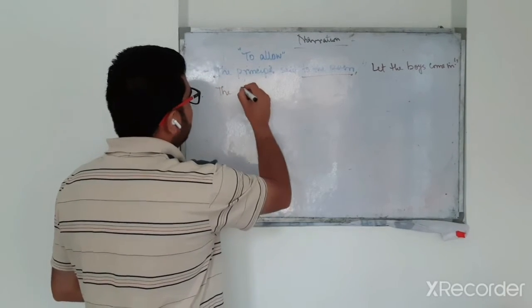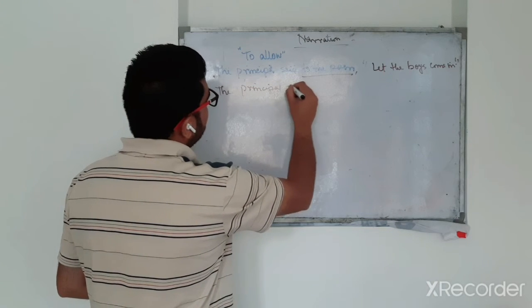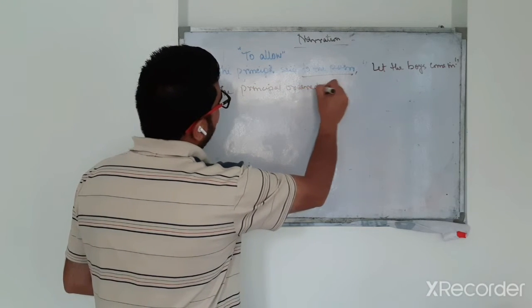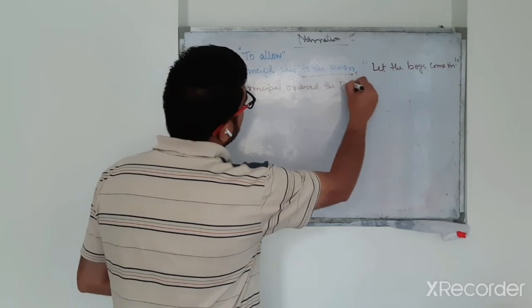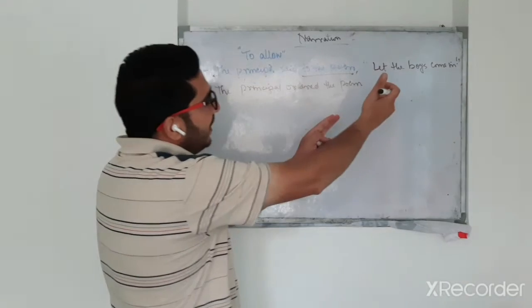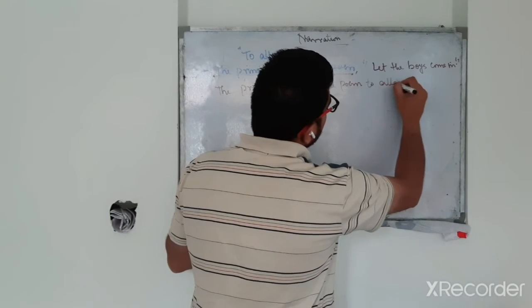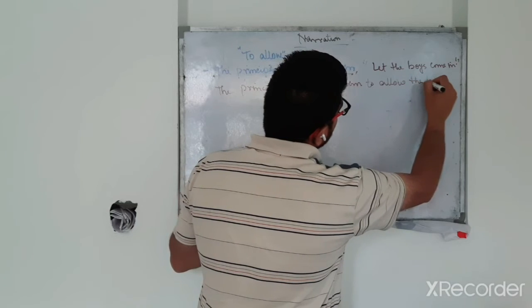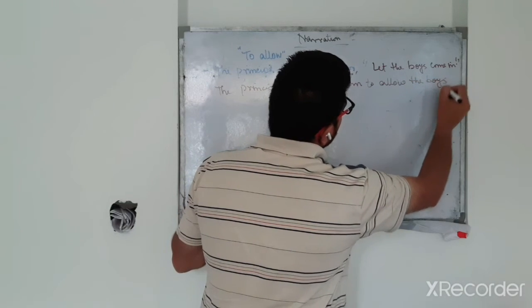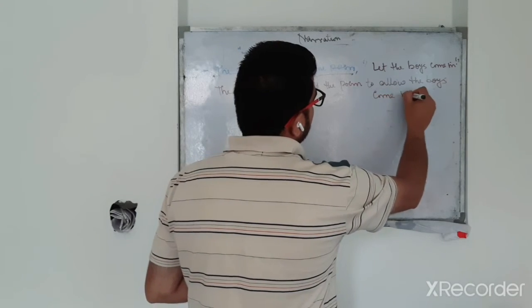See, we shall write, the principal ordered the peon. See, this is just like an order, but it allows someone. The principal ordered the peon to allow the boys to come.